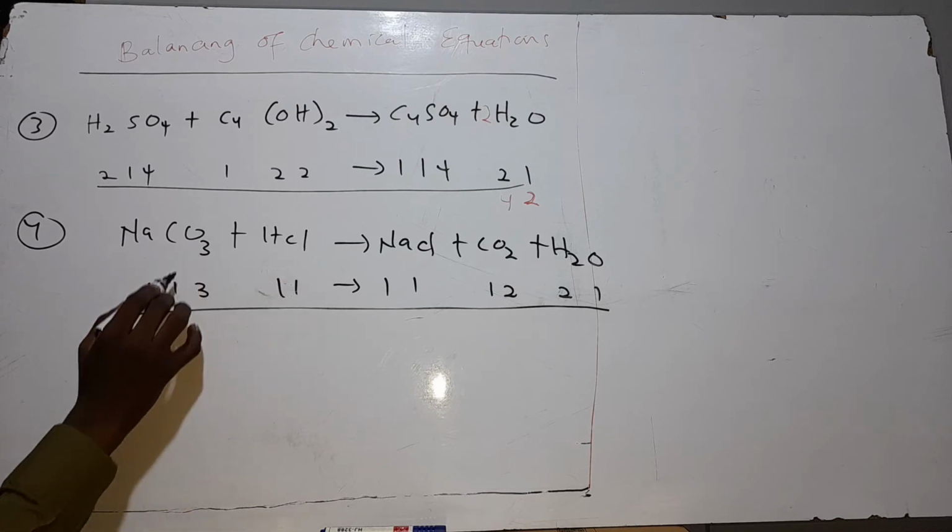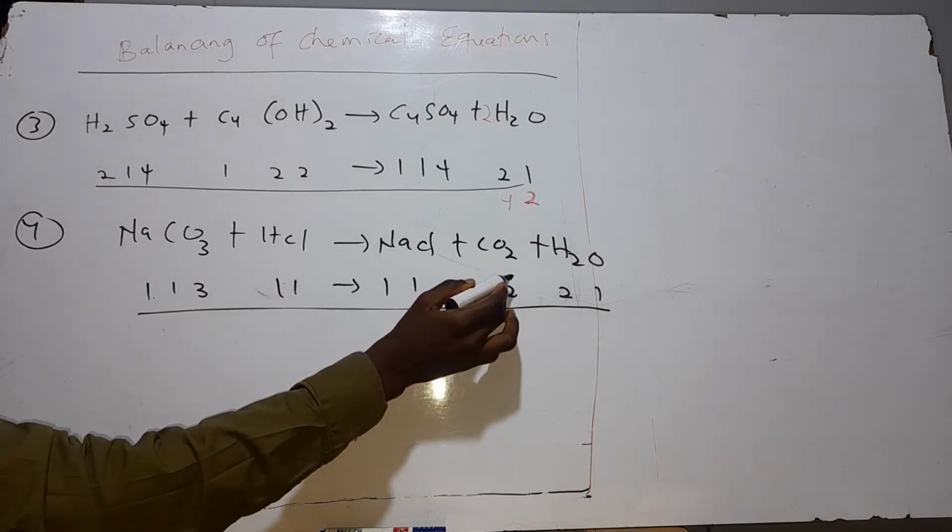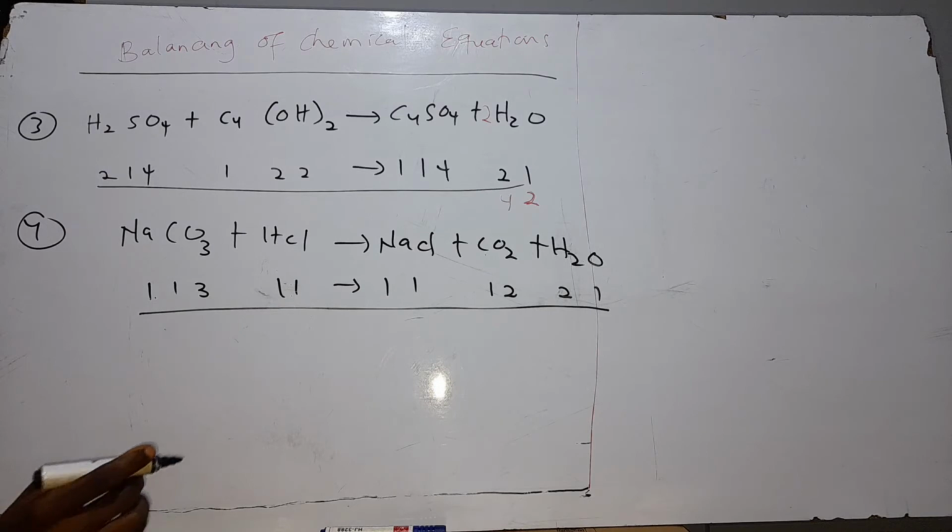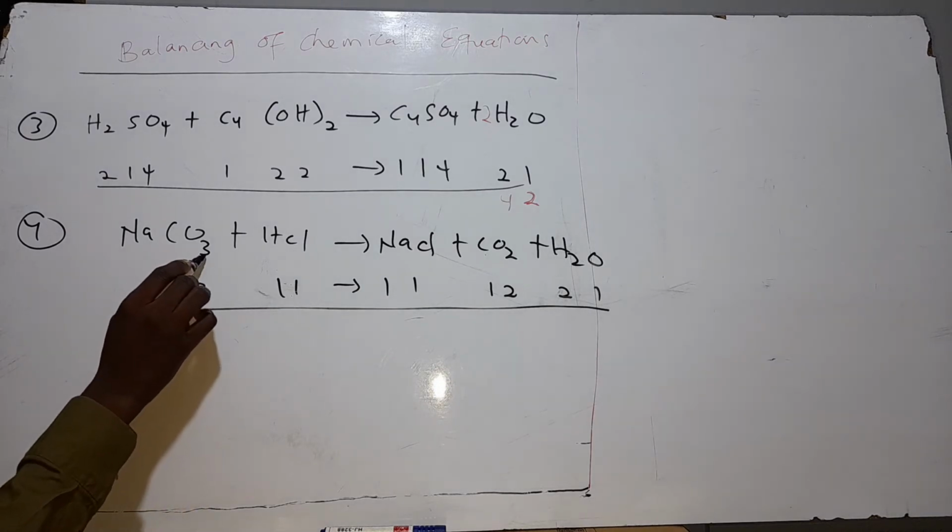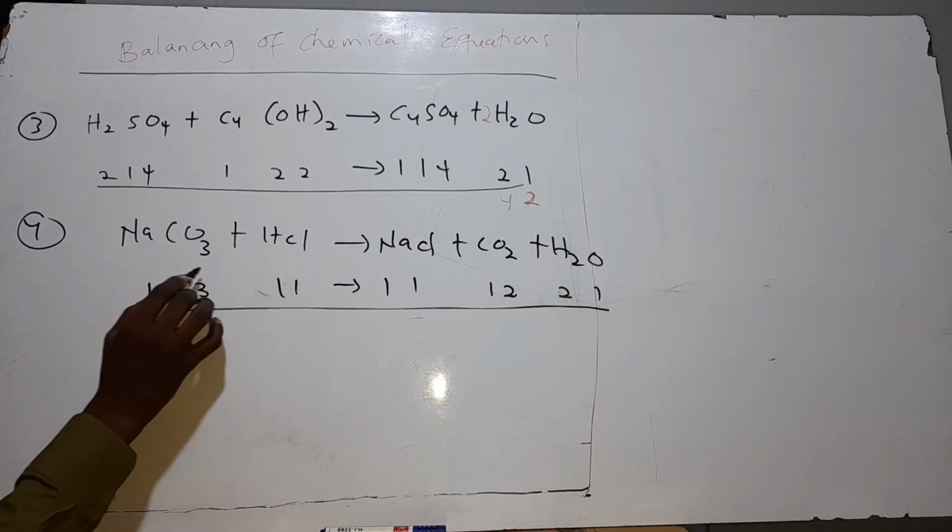This Cl, we have 1 C here. Let's go here. How many C do we have? We have only 1 C. So C is balanced. I'm going to O. O, how many O do we have? We have 3 of the O's here. In all, only 3 O.